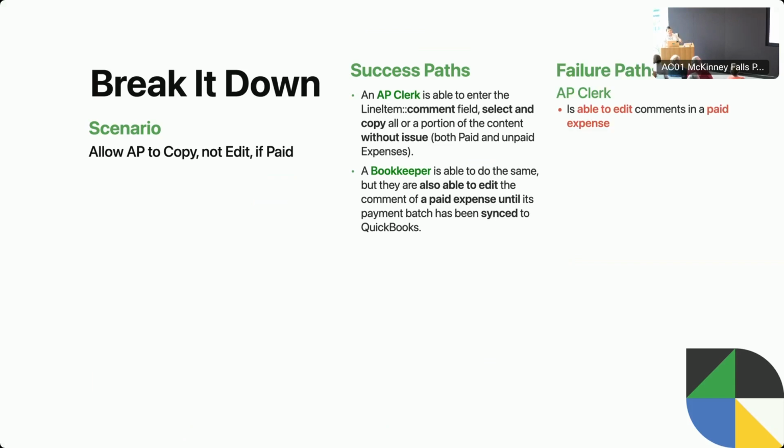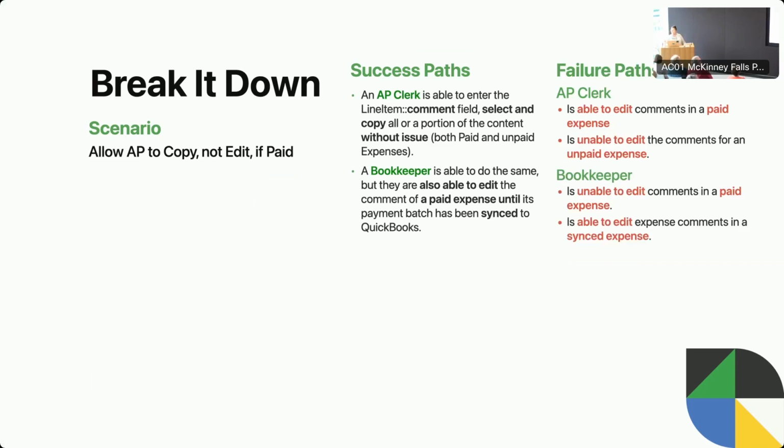This is a fail if AP can edit comments in a paid expense, or they can no longer edit an unpaid expense. Sometimes we fix one thing and we break something else, so you want to test for that kind of thing. Or if a bookkeeper can't edit comments in a paid expense or is able to edit a synced expense's comments. So basically we've taken what they can do and turned it into what the results should be and what the opposite would be, or what might we break while we're building this?